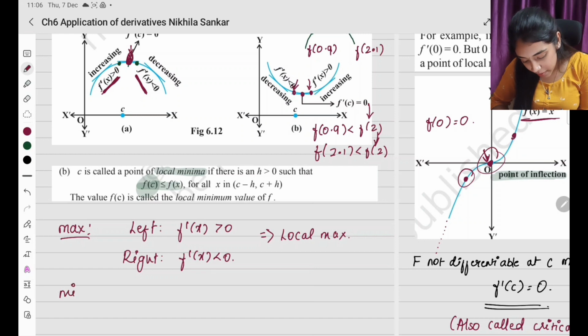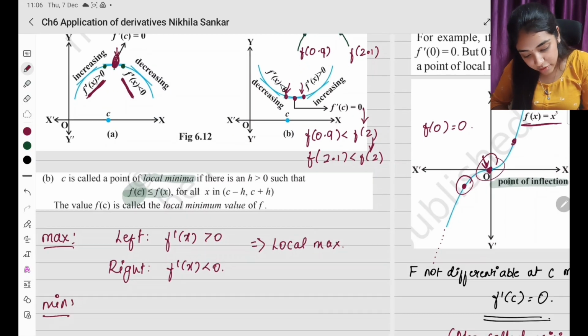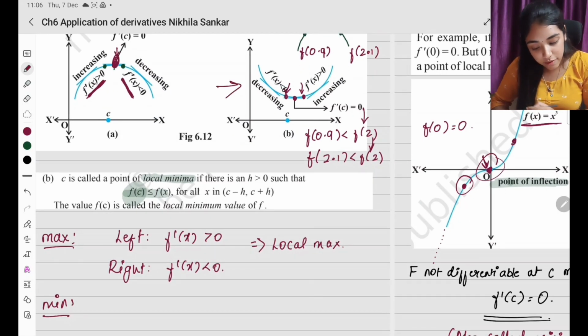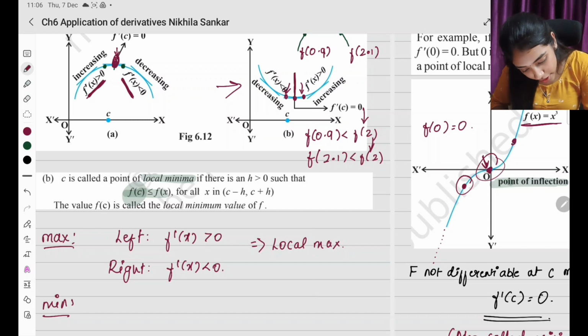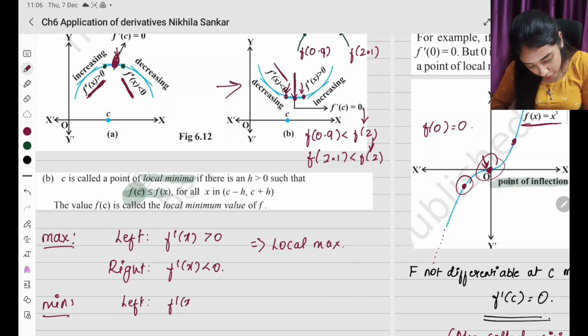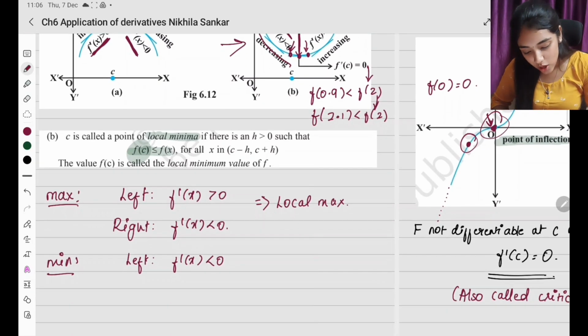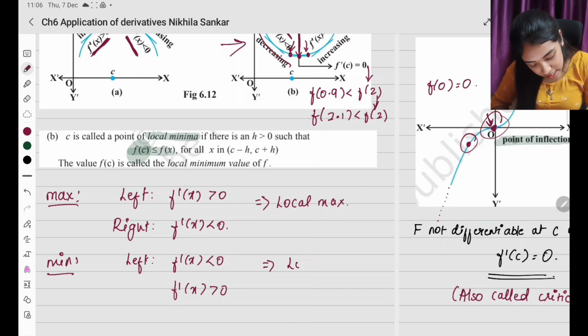இப்போ local minima, how do I see? Look at this graph B. Look at this particular graph. I see that if this is the point of local minima, then on the left I have, left la enna irukku, f dash of x is less than 0. It is a decreasing curve, correct? It is decreasing like this. So f dash of x is less than 0. On the right hand side, I have f dash of x is greater than 0. If this is the case, we are talking about local minima.